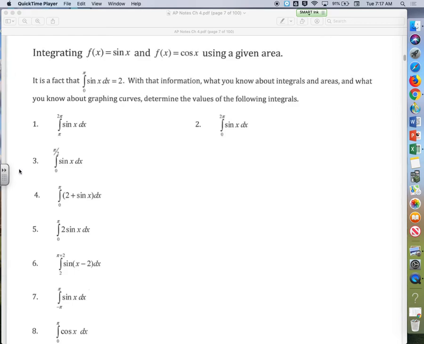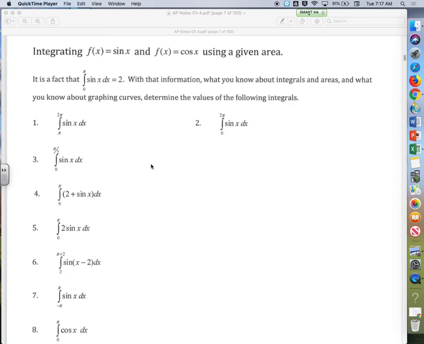Now these are a little bit trickier here. They give us sine x and from 0 to pi has an area of 2. Now eventually we'll be able to go through and find that using integration. Right now we don't know that. So I'm just going to do a little graph over here of our sine function. Just remember what it looks like, because that's going to help us for some of these problems here.